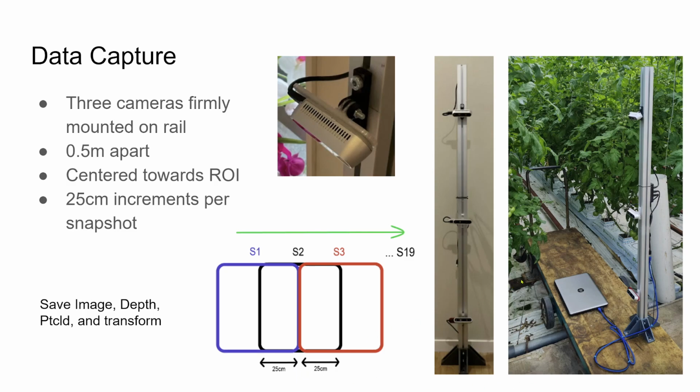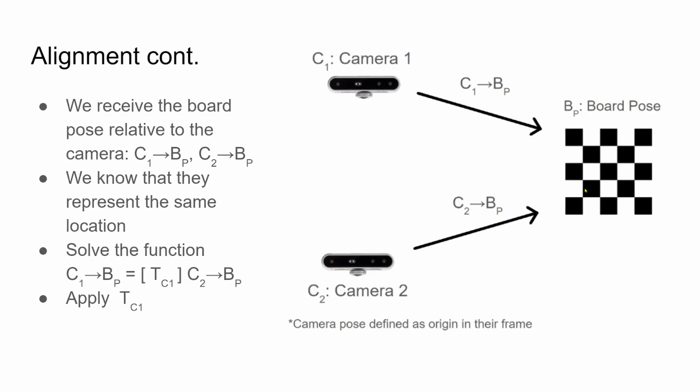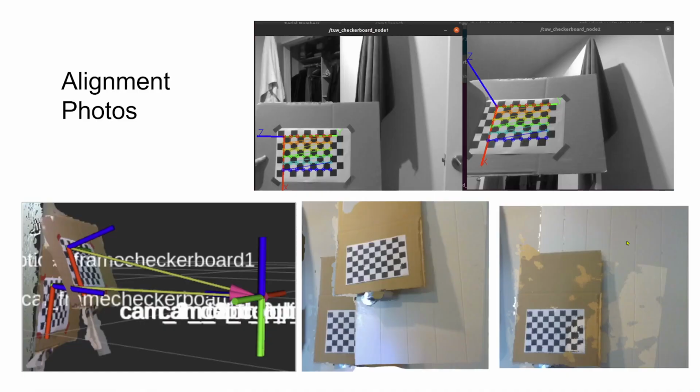The alignment of the cameras is commonly called a perspective-n-point problem. We hold out a checkerboard the camera can calculate the pose of relative to itself. Then, since we know the checkerboard pose should be the same across all cameras, we find it and apply a transformation matrix, which we found using the equation below. We used an existing ROS library named TUW checkerboard to find the checkerboard pose, then crafted the rest of the solution in ROS ourselves.